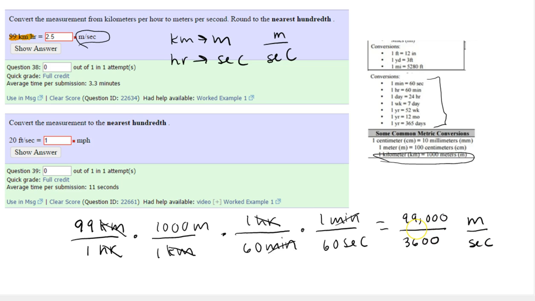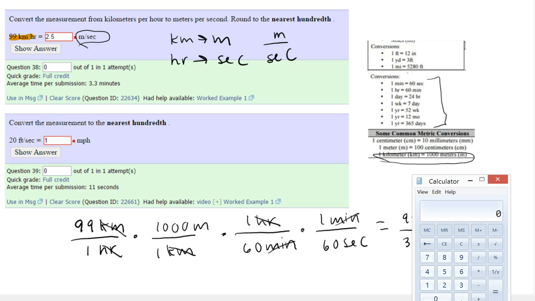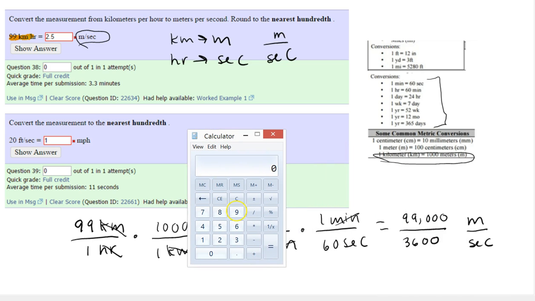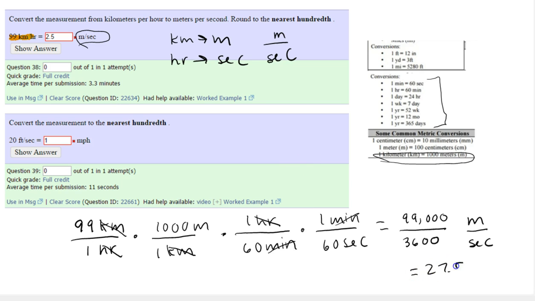Now we just want to reduce this and round it to the nearest hundredth. So I will use the calculator for this. 99,000 divided by 3,600. And that gives us 27.5 meters per second. And that's actually to the tenths place. So we didn't need to round to the hundredths place. So your answer would be 27.5 meters per second. Okay, let's try the next one.